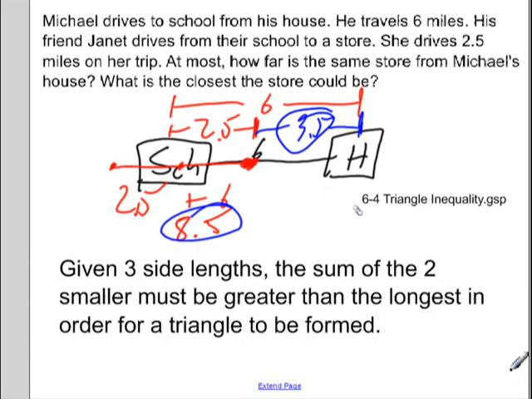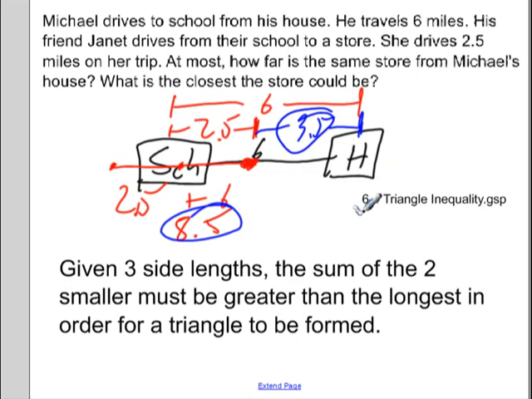And that leads us to this theorem that says, given 3 side lengths, so if I give you any 3 side lengths, the sum of the 2 smaller ones must be greater than the longest in order for a triangle to be formed. Because remember, this is connecting back to that activity we did a little while ago, where those 2 examples I just gave don't actually form triangles because they make straight lines.